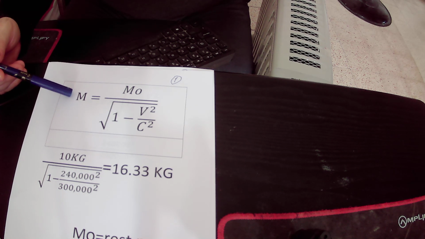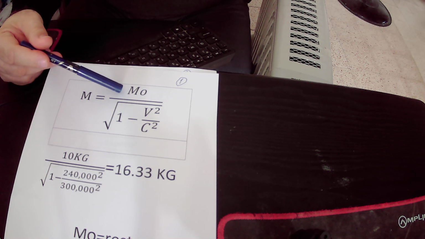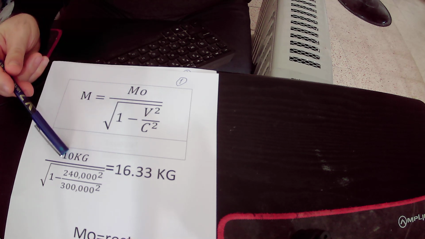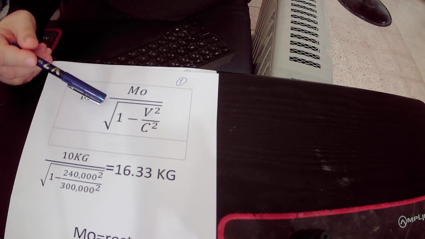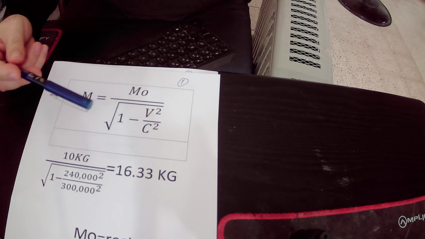M equals the mass of the object or the twin brother that flies in the spacecraft at very high speed, and m naught is actually the rest mass, or his mass on Earth when he is not moving, that is 10 kilograms, as we already calculated, and we divide it by the root of 1 minus v squared divided by c squared.